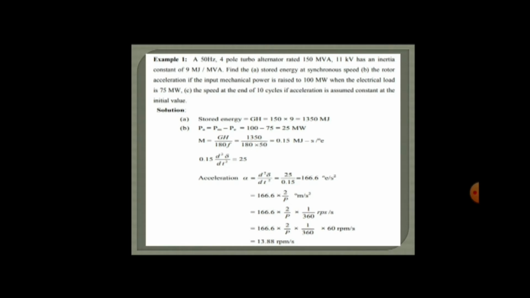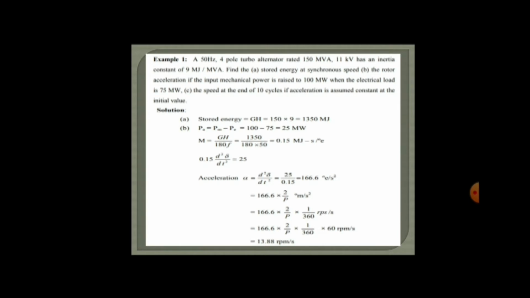Okay, we know the formula: inertia constant H equals stored energy by rating of the machine. So from that you will get stored energy equal to GH, which is 150 into 9, you will get 1350 megajoules. Second bit, B bit, rotor acceleration. The input mechanical power is raised to 100 megawatt, and the electrical load is 75 megawatt only, so the power suddenly increases. Acceleration power equals mechanical power minus electrical load, that is 100 minus 75, you will get 25 megawatts.